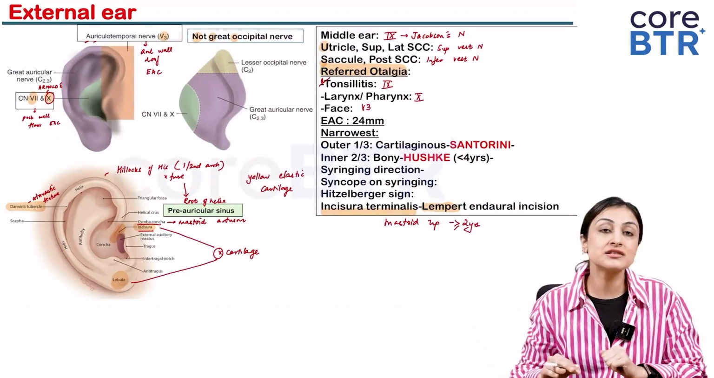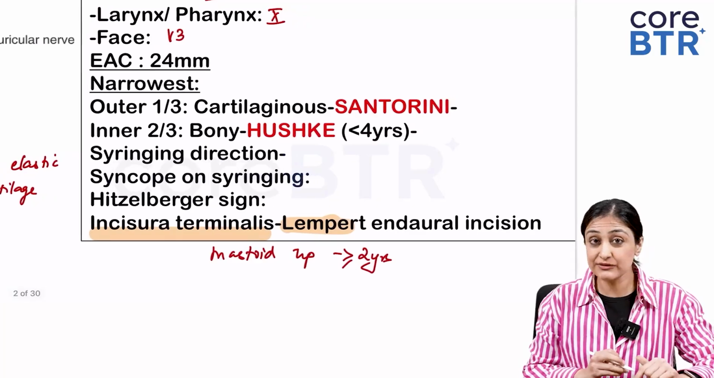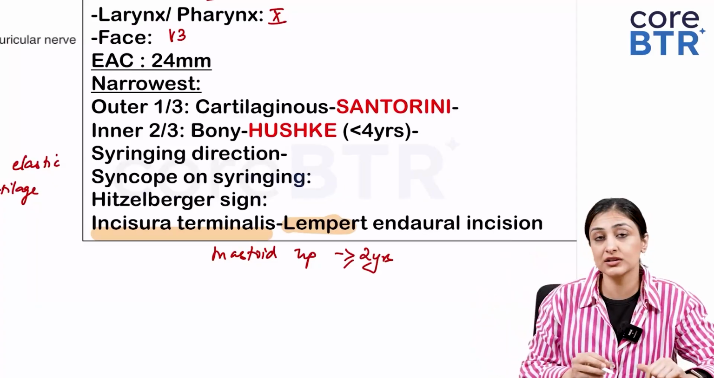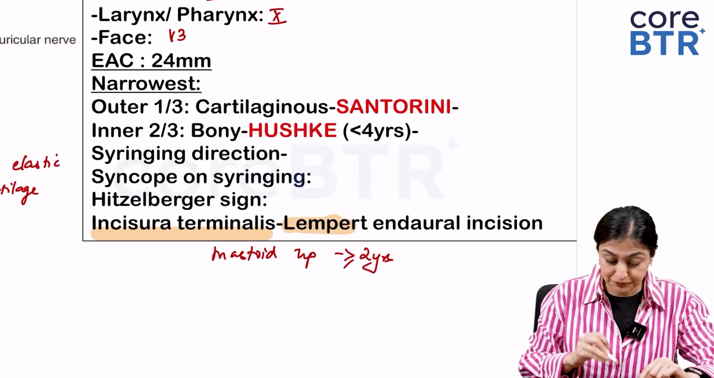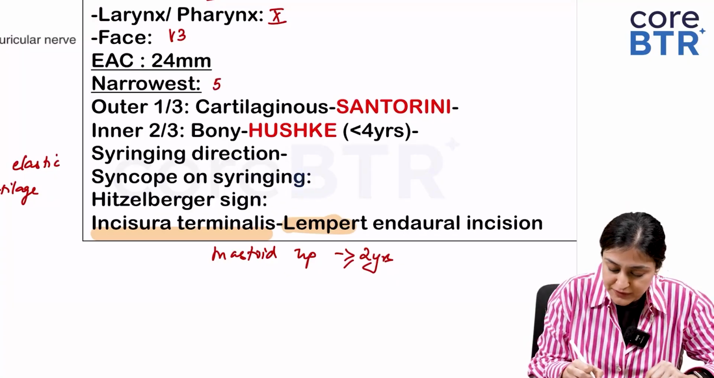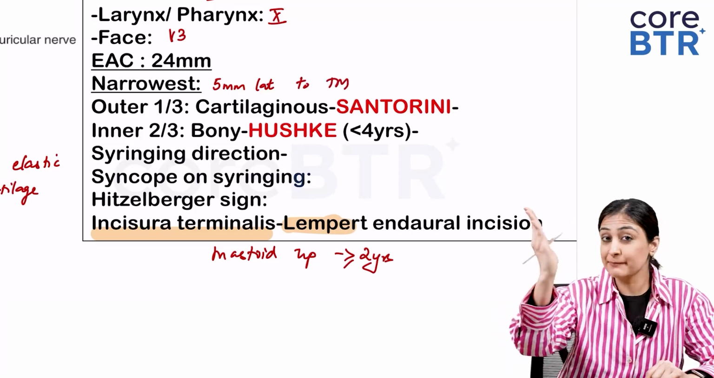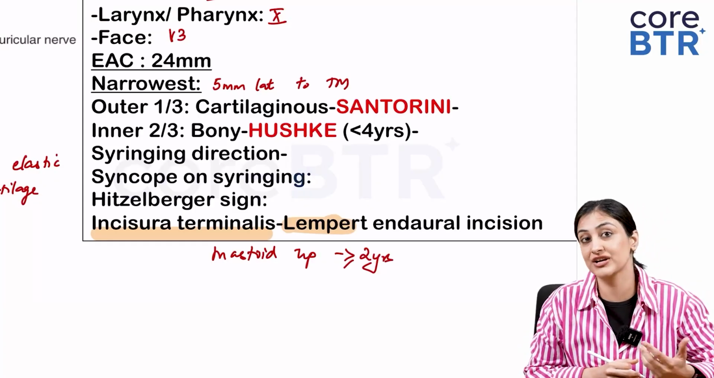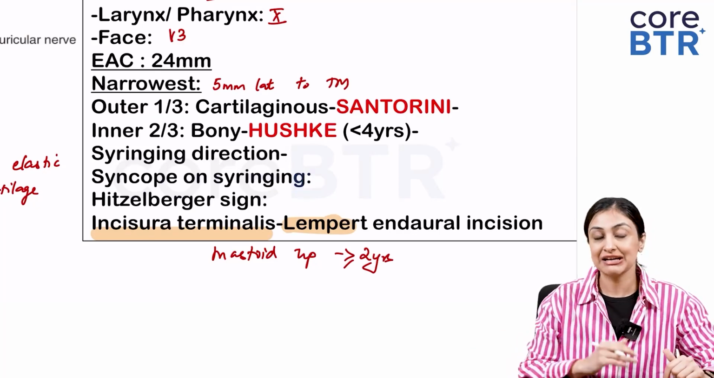Let's go inside external auditory canal. So when we talk about external auditory canal, it's 24 millimeters. The outer 1/3 is cartilage, right? It's continuing with the cartilage, and inner 2/3 is bony. So that makes sense. Now, the narrowest part of external auditory canal is where? So remember, it is 5 mm lateral to the tympanic membrane. So it's not at tympanic membrane, just 5 mm lateral, and that's where foreign bodies can get impacted, right? So if you want to know the significance, it's obvious. Foreign bodies can get impacted here.